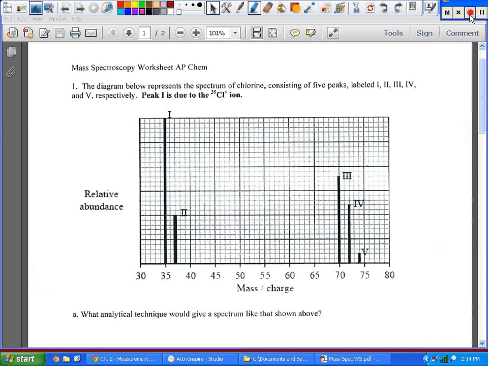Now, I want to pretend for just a second that they give you none of this information at the top. Just look at the picture for just a second. Remember, whenever we look at graphs, we look for the axes to tell us a lot. Whenever you see relative abundance and you see mass, you're looking at mass spec data.